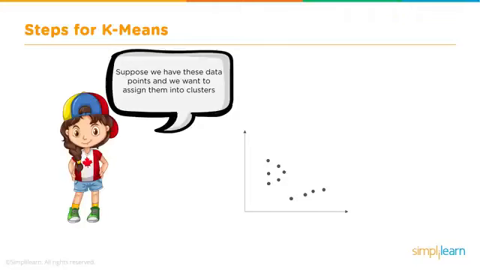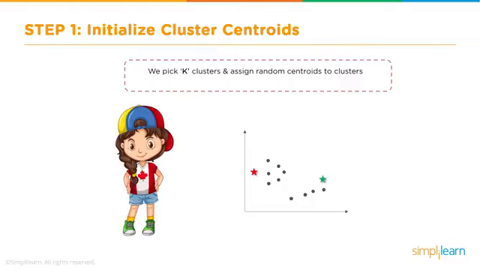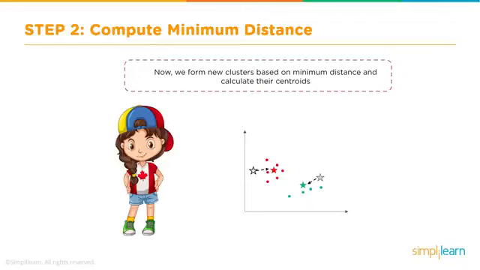Suppose we have these data points and want to assign them into a cluster. Now when I look at these data points, I would probably group them into two clusters just by looking at them. I'd say two of these groups of data kind of come together. But in k-means, we pick k clusters and assign random centroids to clusters, where the k clusters represents two different clusters. We pick k clusters and assign random centroids to the clusters, then we compute distance from objects to the centroids. Now we form new clusters based on minimum distances and calculate the centroids.